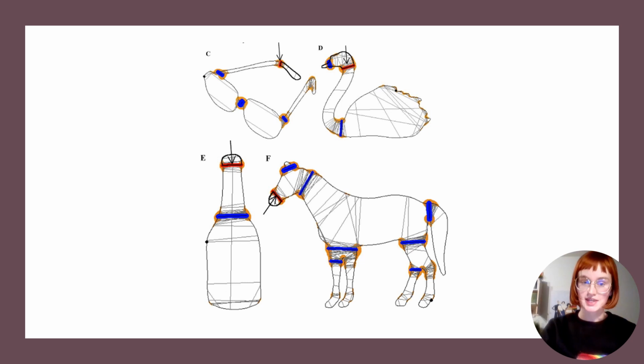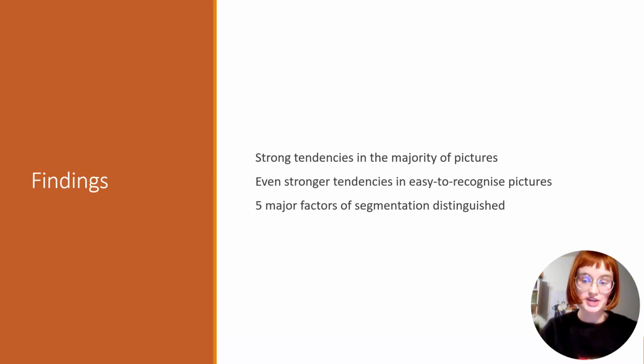Having conducted the study, they put the answers into a computer, and this is how the results looked. Here you can see the lines showing how different people have divided the objects, and these blue and red lines show the most common, or the mean, places where the objects have been divided. The main finding was first that there were really strong tendencies in the majority of pictures. In most of them, you could see at least a few of these blue lines, meaning that the majority of people had more or less a similar idea on how to divide the objects.